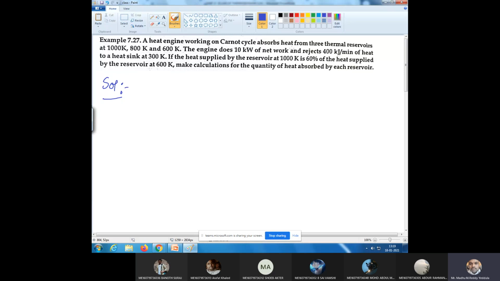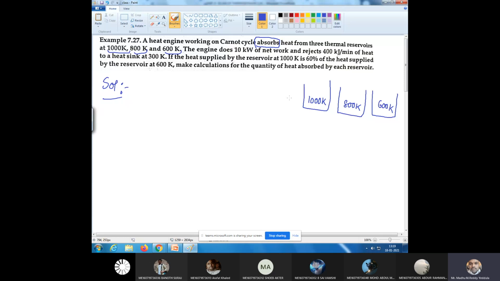A heat engine working on Carnot cycle absorbs heat from three thermal reservoirs. Okay, so we have 1, 2, 3, three sources. It is absorbing from three reservoirs. We can say we have three sources here: reservoirs 1, 2, and 3 at a temperature of 1000 Kelvin, 800 Kelvin, and 600 Kelvin. Okay.